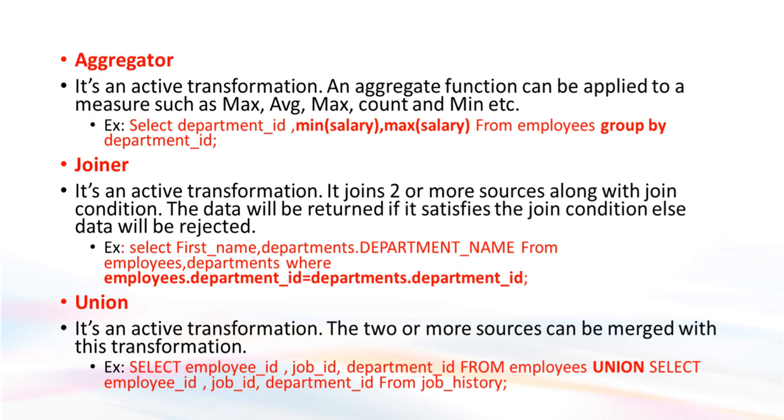See now here I have first name, comma, department name from employees, departments. So here I have used two tables, employees and departments. I am getting the first name from the employees table and the department name from the departments table. And if this condition is met, whatever output we get from this query, we can load the data into the target table. So in that case, source and target data may not be equal. So this query is an example of joiner transformation. Joiner transformation is an active transformation.